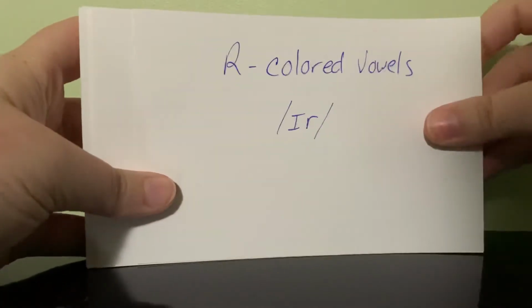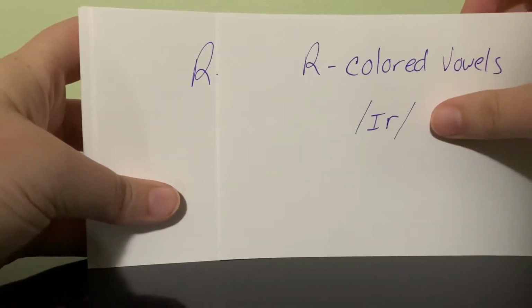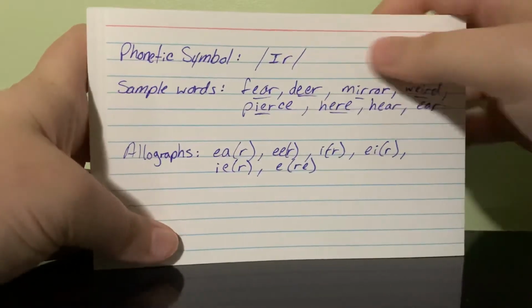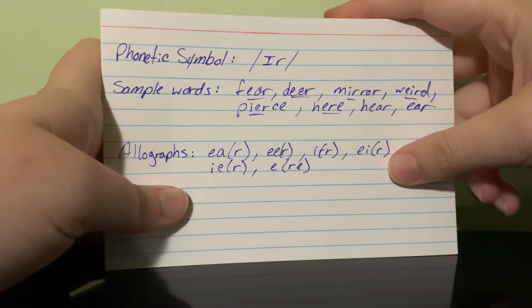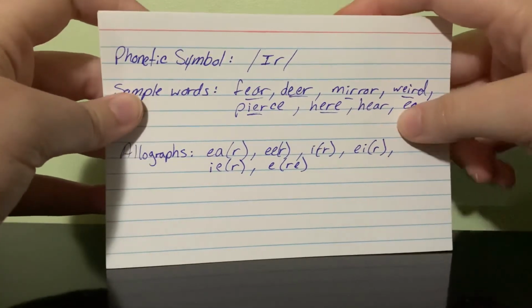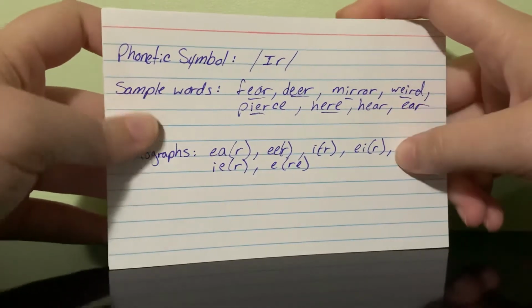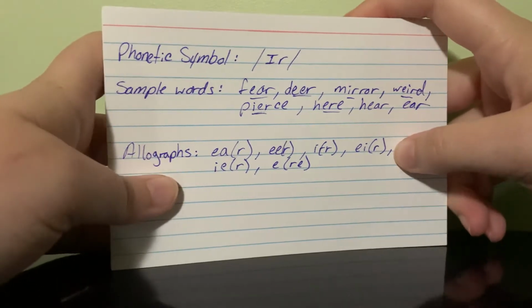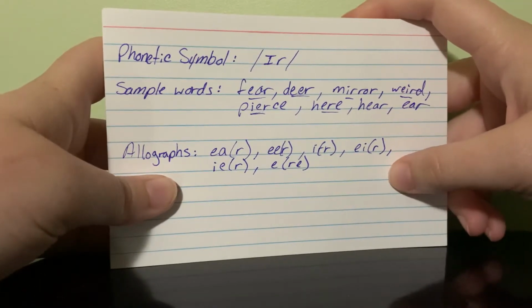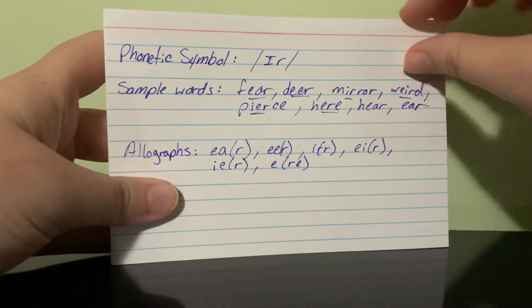Next R-colored vowel is the small capitalized I and then the R, which again is upside down. The sample words here are fear, dear, mirror, weird, pierce. It's making the "ear" sound. And then the various allographs are listed at the bottom as to what it could show up as in a word.